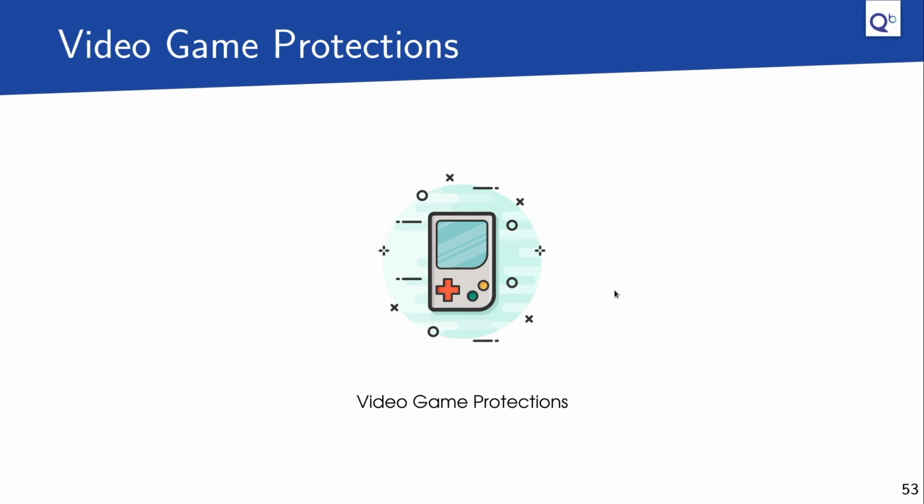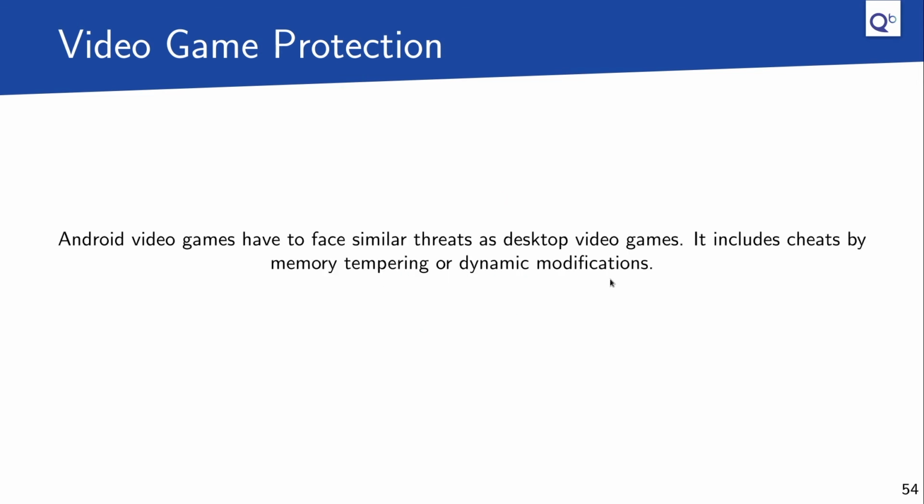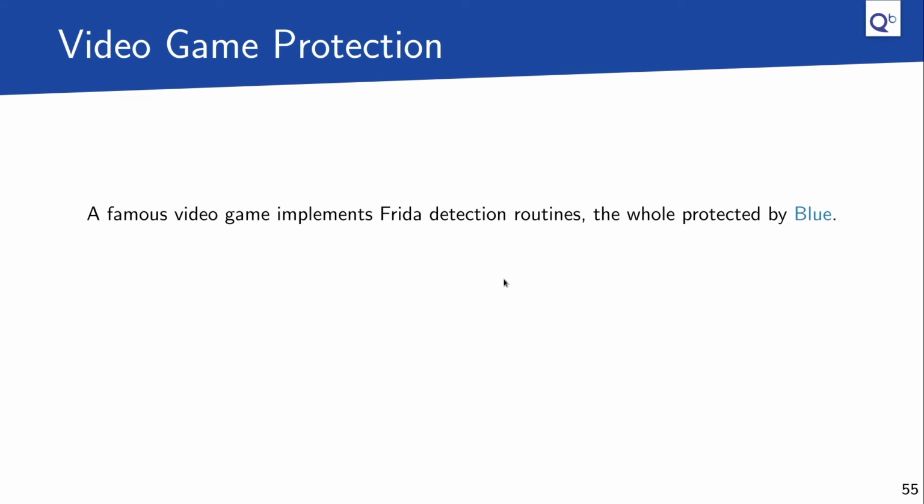So now let's move to another example which involves video game protection. In a video game, you have similar threats as desktop games. Basically, you may want to modify the memory, you may want to dynamically modify the behavior of the game, and one of the well-known tools to do that is Frida, because the API is very simple, it works very well, and it's fun. So one of the protections provided by the obfuscator is also a way to detect Frida, or at least to try to make Frida not run.